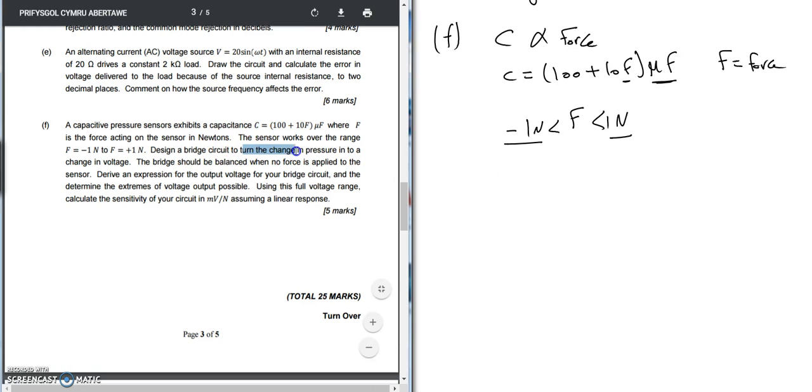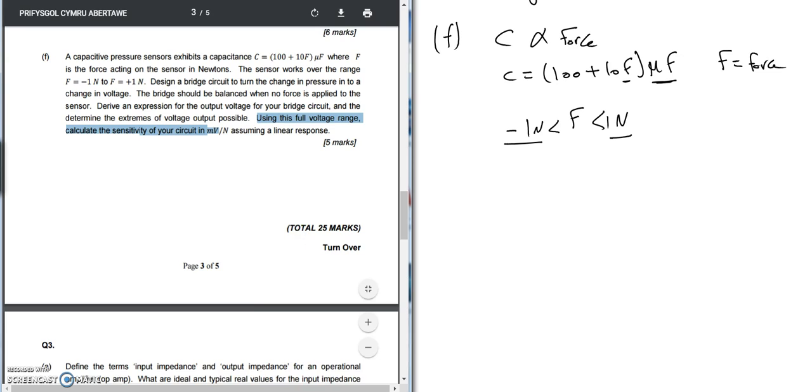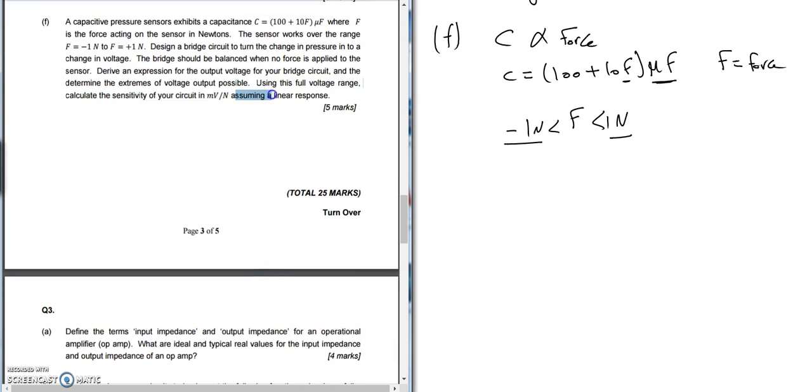Design a bridge to turn the change in pressure into the change in voltage. The bridge should be balanced with no forces applied to the sensor. Derive an expression for the output voltage for your bridge circuit and determine the extremes of voltage output possible. Use the full range data sensitivity, assuming mV over N, and mV over N, assuming linear response.